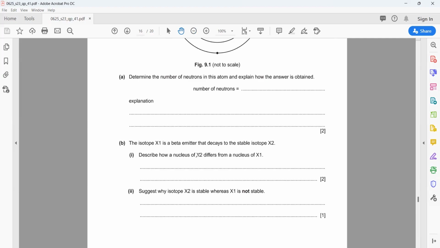So how is it described? You can say, as I told you. Okay, suggest why X2 is stable whereas X1 is not stable. What is the reason? Got it? The more neutrons, the more unstable the nucleus is. Got it?